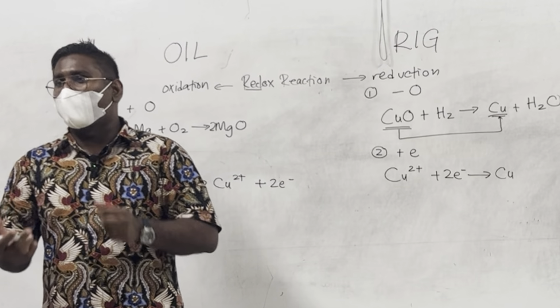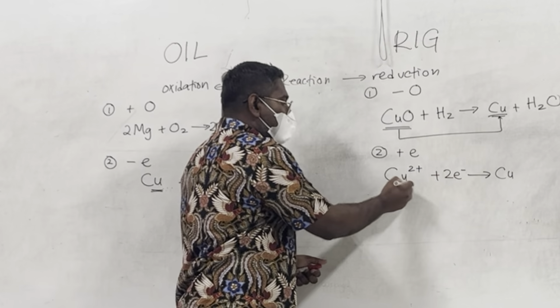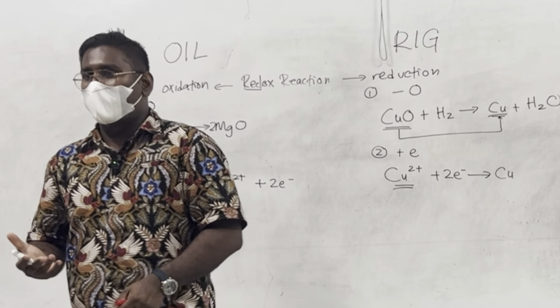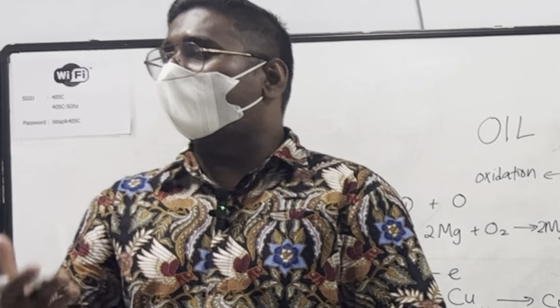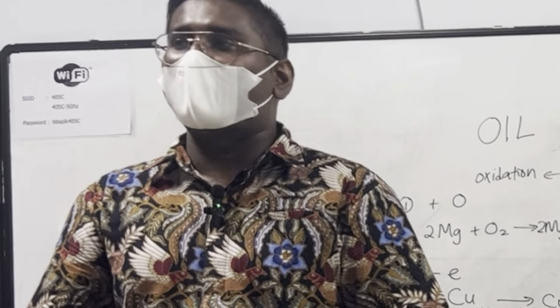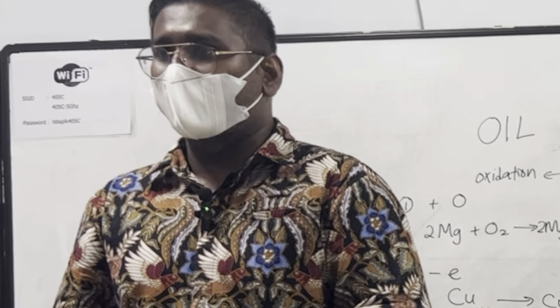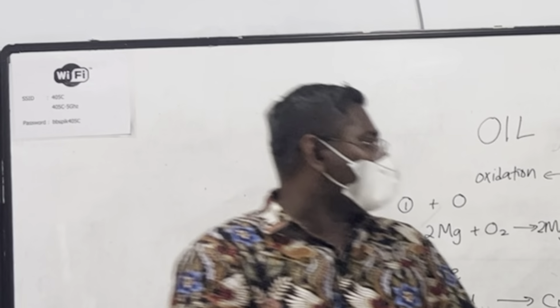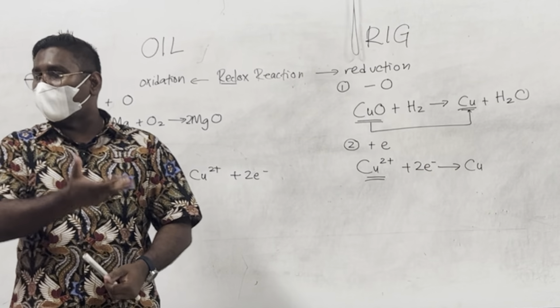So if I ask you which one is going to be reduced, your answer will be copper ion, or copper 2+, the ion itself. Students miss that part. Don't simply write Cu. It's Cu2+. It's the one that is going to be reduced. That is if you're using the electron to look at it.